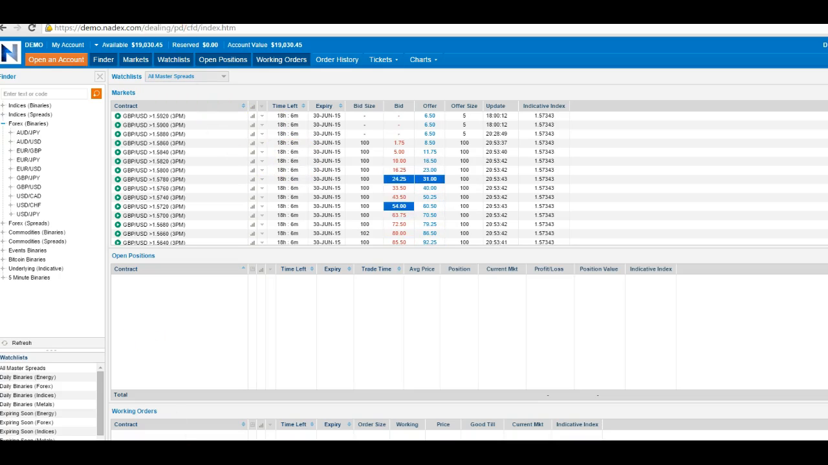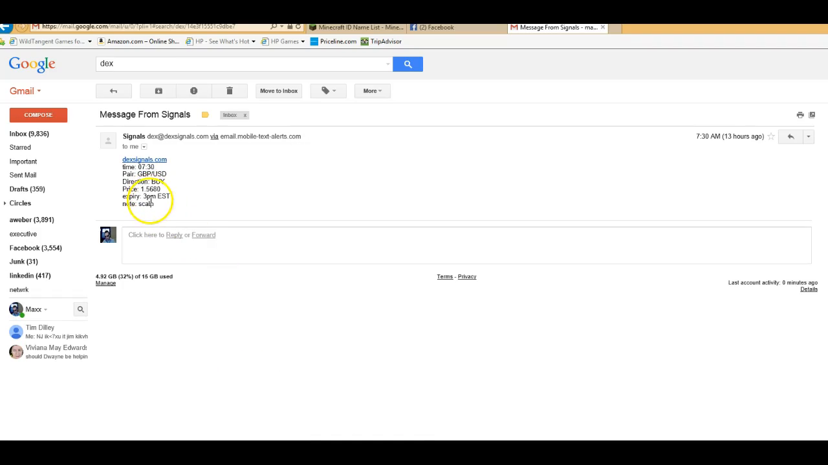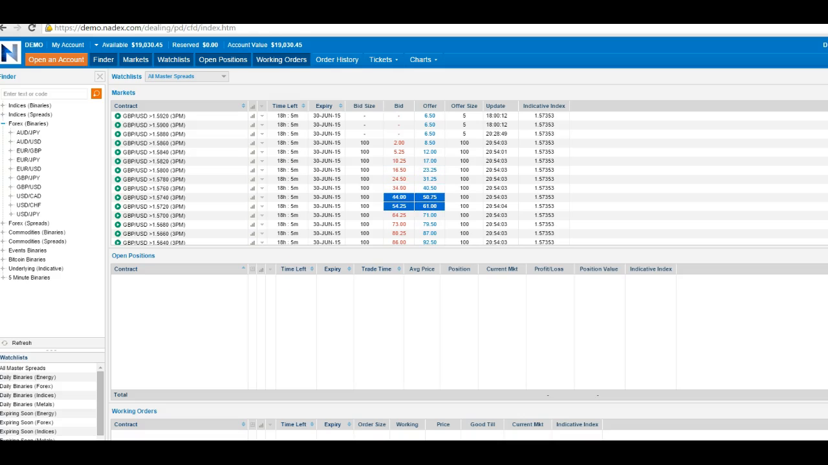Now, you've already seen what the signal looks like when it comes over, okay? Boom, boom, boom. Very easy to read, okay? You'll also get it in the Facebook group that you're in. If you go into the group, you'll get that in there. You'll get the first one for the day if you're in there, of course. And then what you do is you pop over to Nadex, real simple.